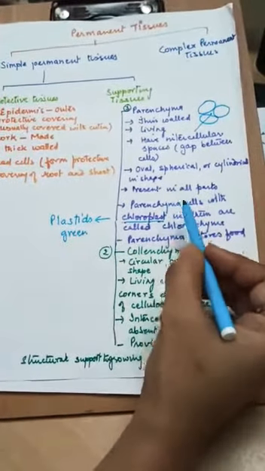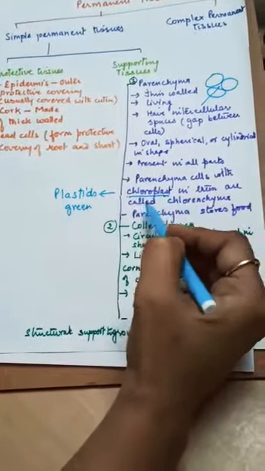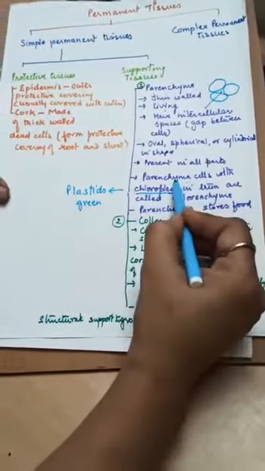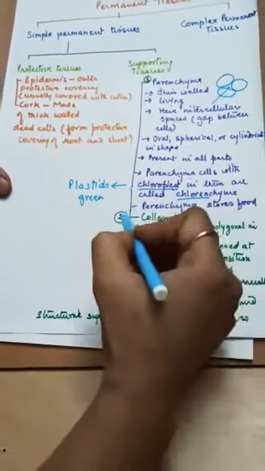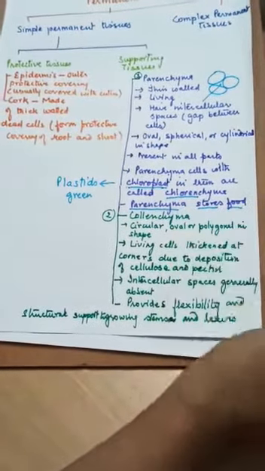Chloroplasts that are present in the parenchyma cells have the capability to perform photosynthesis. And the parenchyma cells which bear chloroplast are known as chlorenchyma. The function of parenchyma is that it stores food.